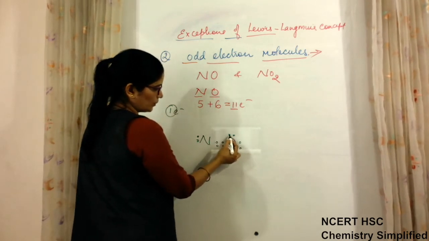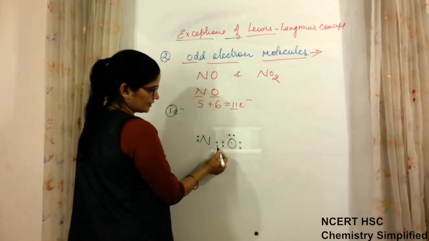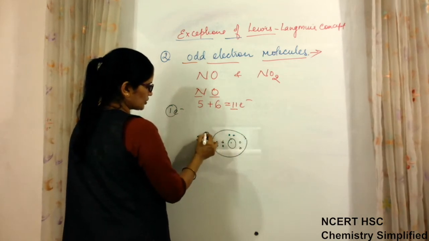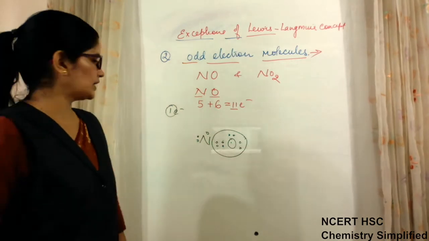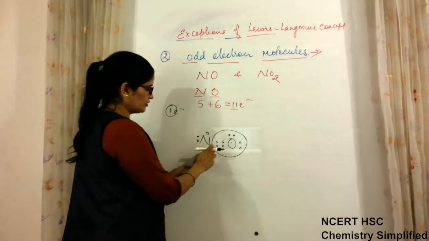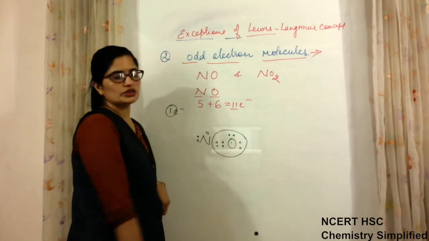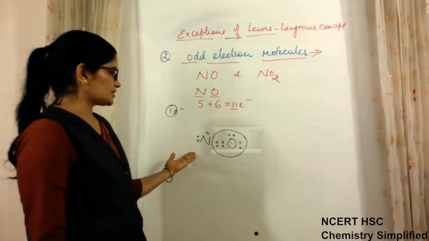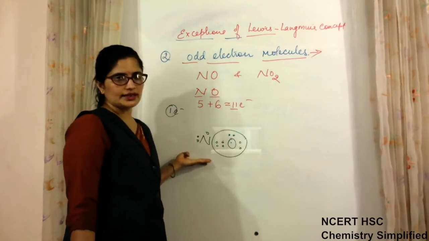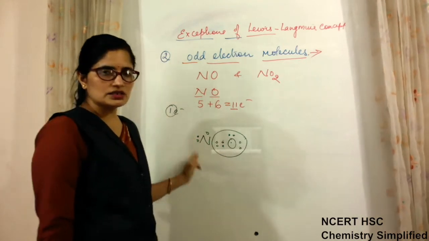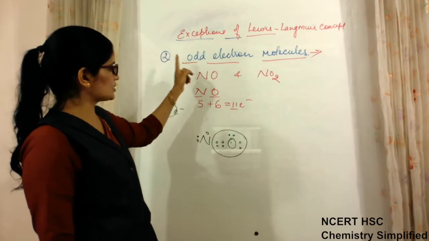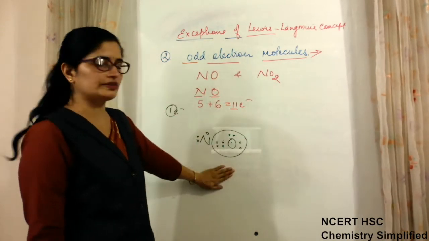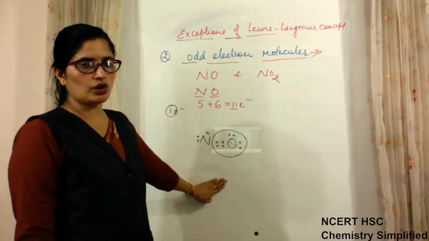Octet of oxygen, 1, 2, 3, 4, 5, 6, 7 and 8. It's complete. Now that 1 extra electron is placed with nitrogen. 1, 2, 3, 4, 5, 6 and 7. Nitrogen is not having 8 electrons. Still the structure is like this. It exists like this and it is stable. So octet is not complete and these are odd electron molecules with stable configuration. Still not following octet rule.